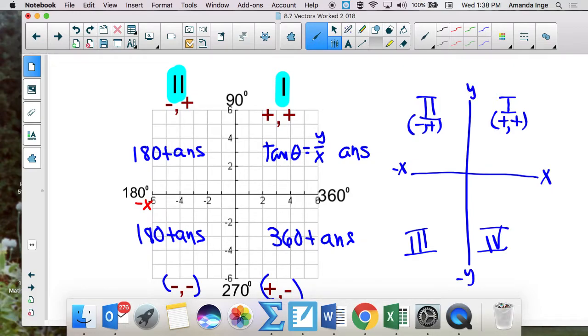In quadrant 3, you're at negative, negative. Both the x coordinate and the y coordinate are negative. Then in quadrant 4, you're at positive x, negative y. Okay.